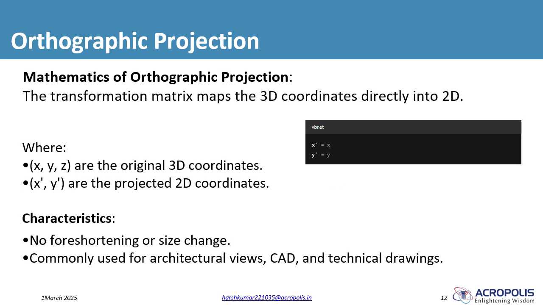Let us now look at orthographic projection. Mathematics of orthographic projection: the transformation matrix maps the 3D coordinates directly into 2D. So here we are directly converting the 3D coordinates into 2D, where x, y, z are the original 3D coordinates and x', y' are the projected 2D coordinates. Characteristics are: no foreshortening or size change, commonly used for architectural views, CAD, and technical drawings.